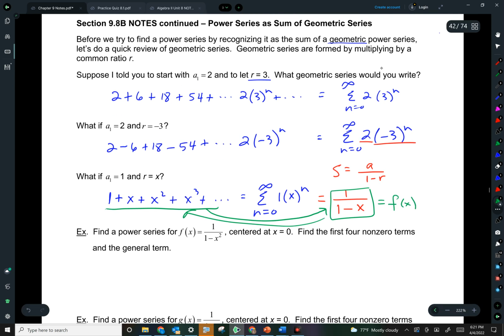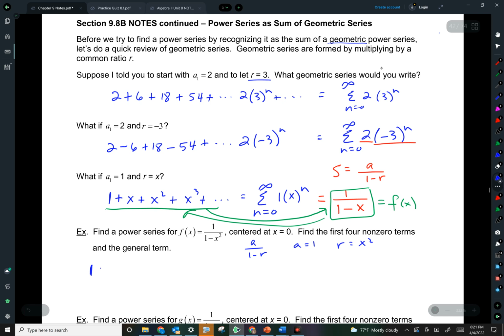So for example, if I'm told that my function is 1 over 1 minus x squared, well, that kind of looks like an a over 1 minus r. If a were 1 and if r were x squared, then it's exactly what it would be, right? It would be that function. So remember, a is your first term, r is your common ratio.